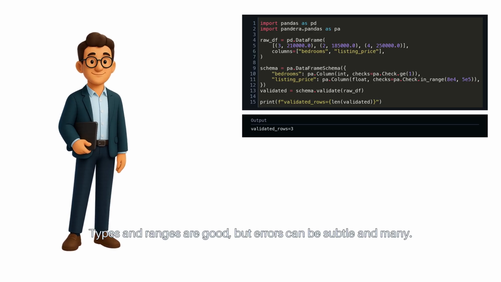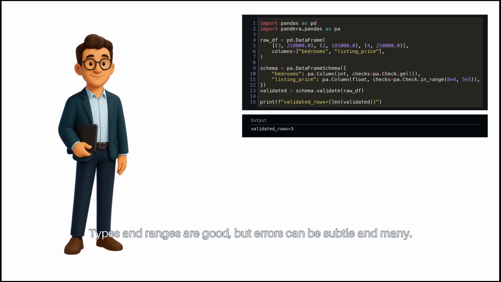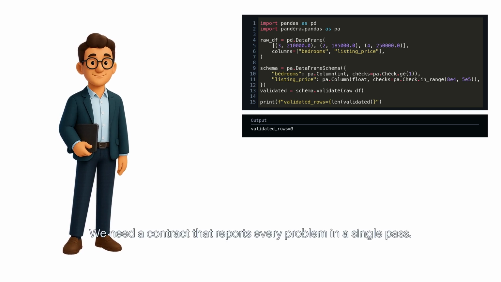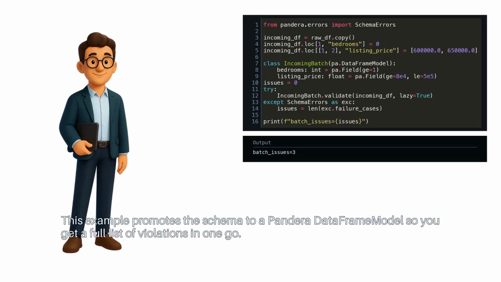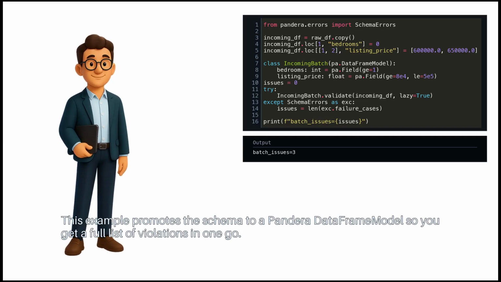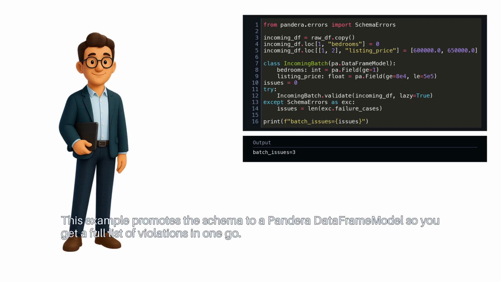Types and ranges are good, but errors can be subtle and many. We need a contract that reports every problem in a single pass. This example promotes the schema to a Pandera DataFrameModel, so you get a full list of violations in one go.